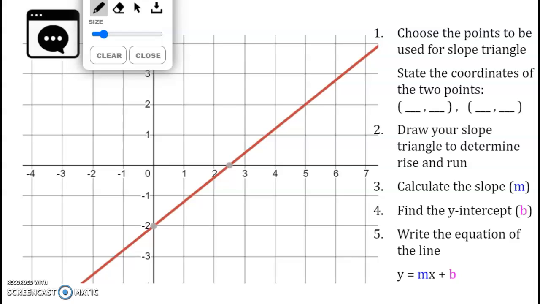Please pause the video and see if you can find the two points that you should use for slope triangle, and then draw your slope triangle, then calculate the slope, which is the m value, find the y-intercept, which is the b value, and put it together in the y is equal to mx plus b, and write down the equation. Okay, I'm going to assume you had a chance.